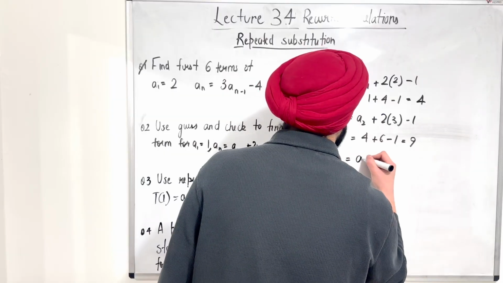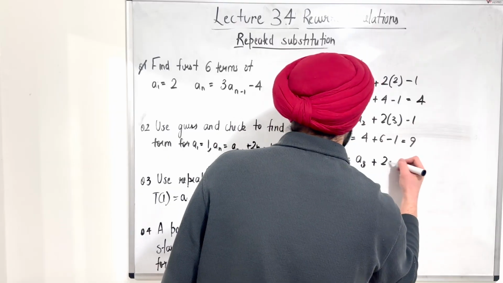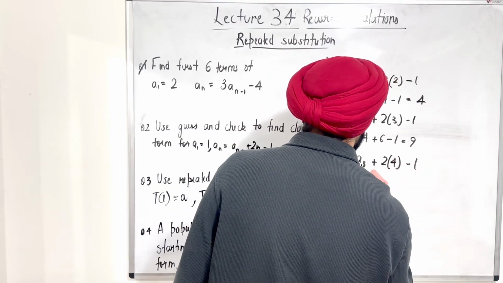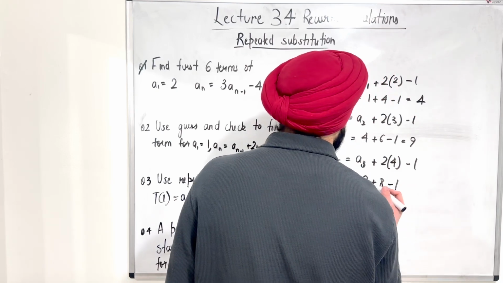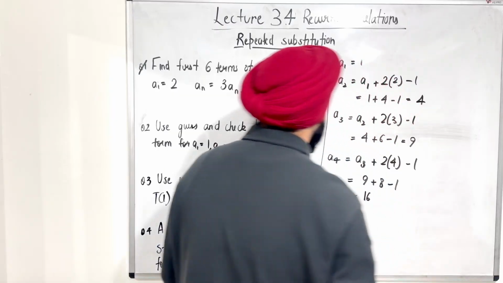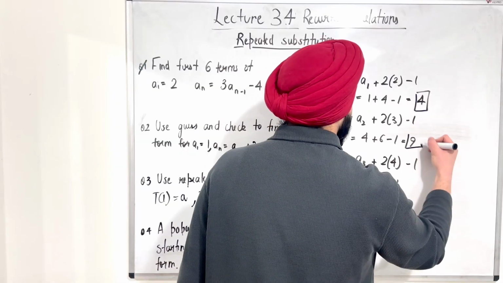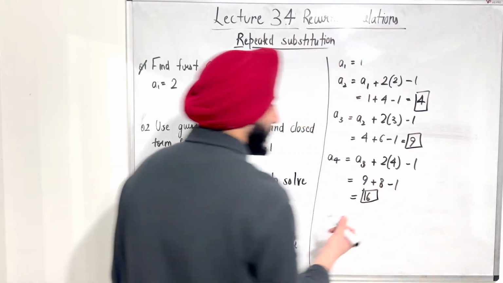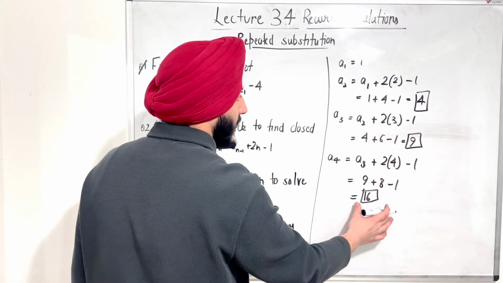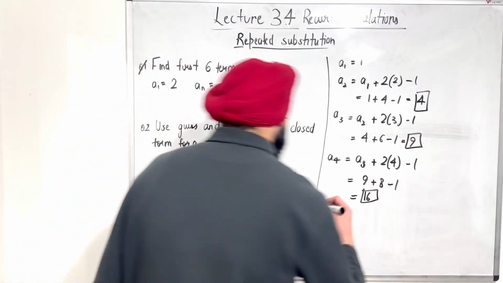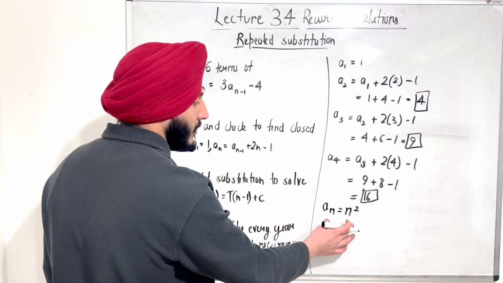a4 is going to be a3 plus 2 times 4 minus 1, which is going to be 9 plus 8 minus 1, which will be 16. Okay, if you look at this, I had 4, 9, 16. I think the pattern is clear, right? For a2, the answer was 4. For a3, it's 9. For a4, it's 16. So I think the pattern is an equals n squared. And this is going to be our closed form.